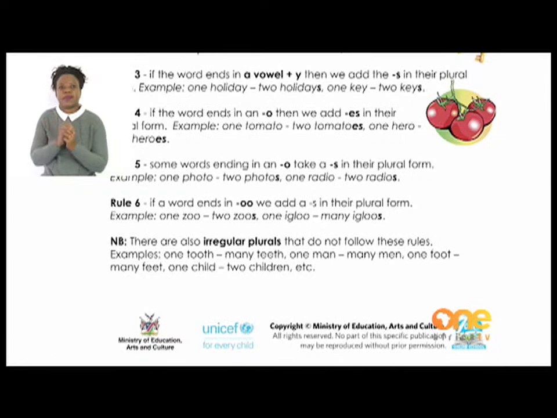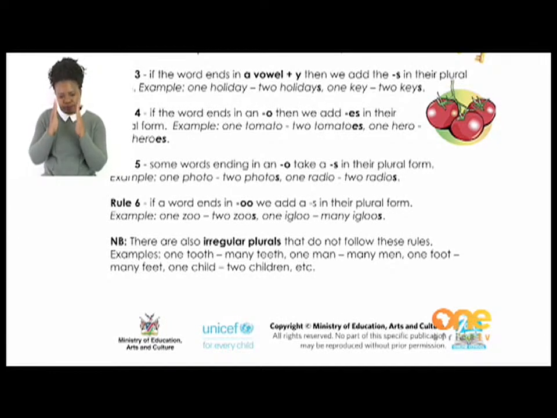Let's go to rule number 4, still on page 3. If the word ends in an O, then we add ES in their plural form. For example, potato is ending in an O. We add ES there. Two potatoes, two tomatoes, a hero, two heroes. We are adding ES there.